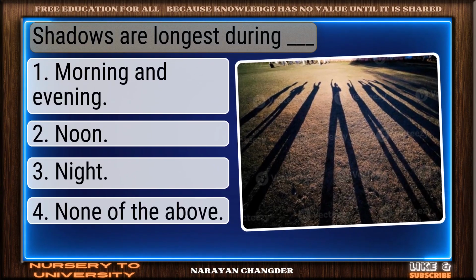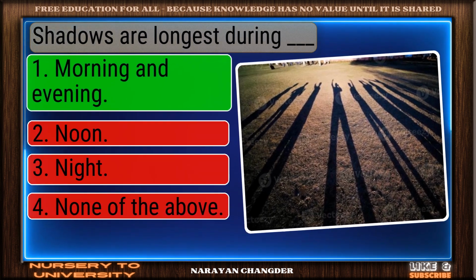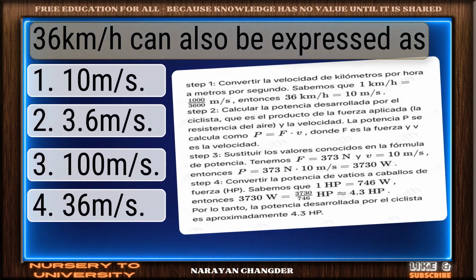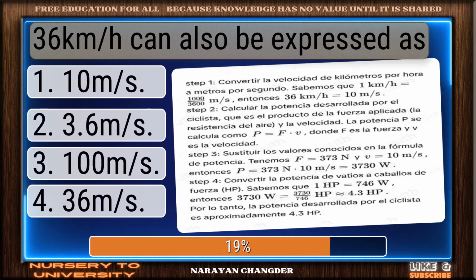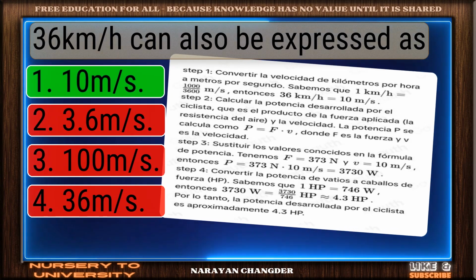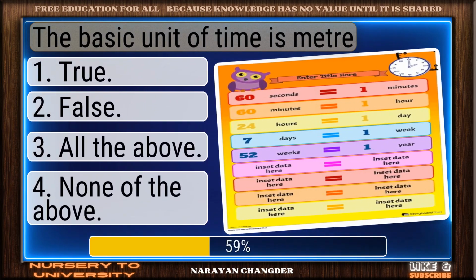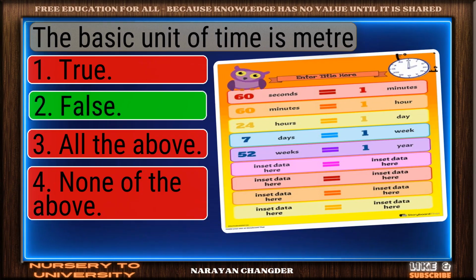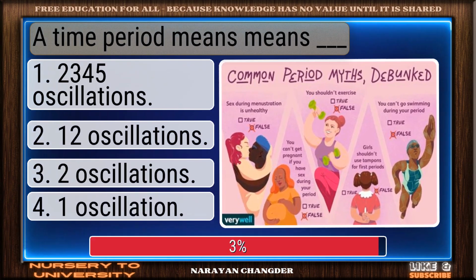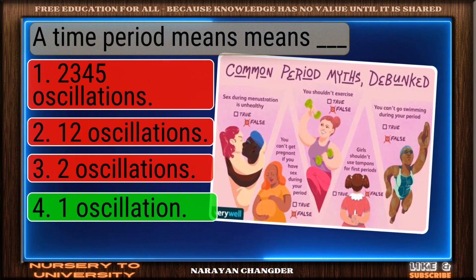Question number 198. Shadows are longest during dash. Nicely done. Morning and evening is a solid answer. Question number 199. 36 km/h can also be expressed as? Good job. Your answer works well here. Question number 200. The basic unit of time is meter. Well picked. False is the correct answer. Question number 201. A time period means dash. Smart move. One oscillation is an accurate answer.